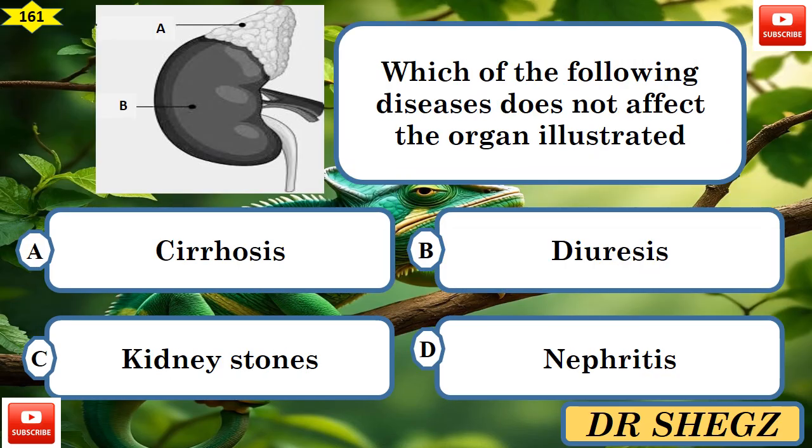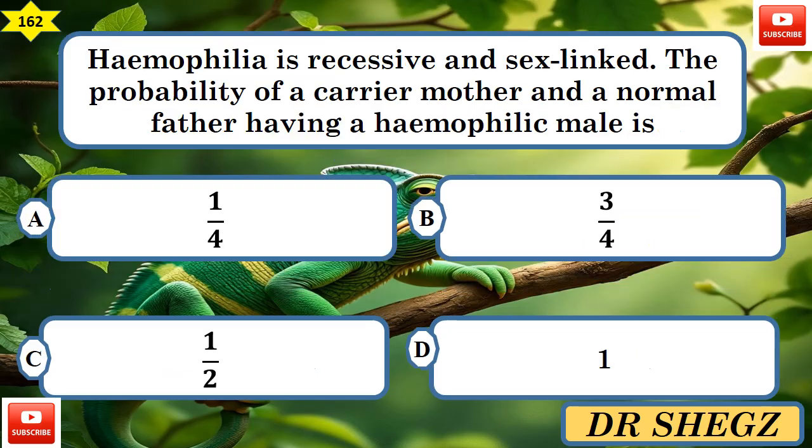Which of the following diseases does not affect the organ illustrated? Now this organ is the kidney. So which of the following diseases does not affect the kidney? The answer is cirrhosis, which affects the liver, not the kidney. So diuresis, nephritis, and kidney stones, they all affect the kidneys.